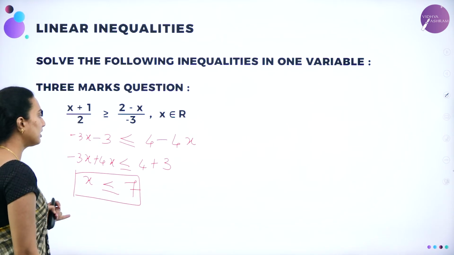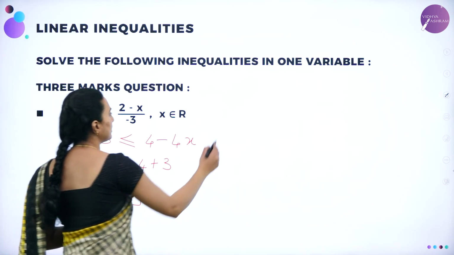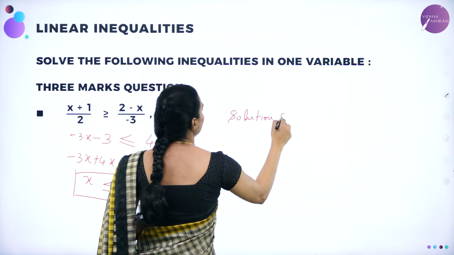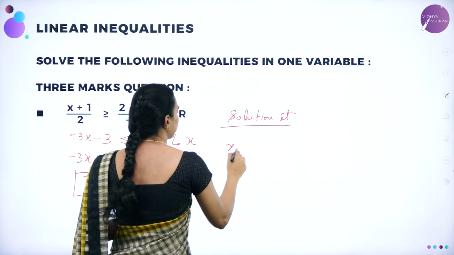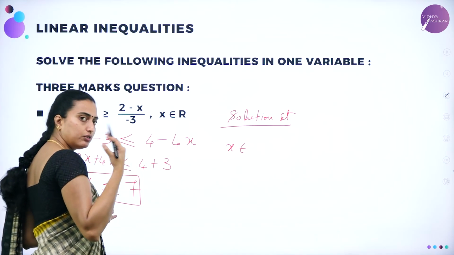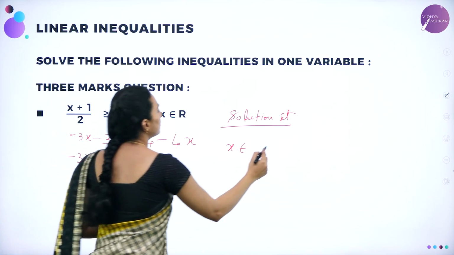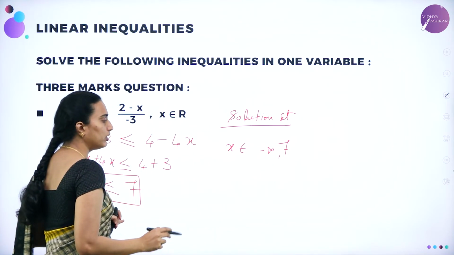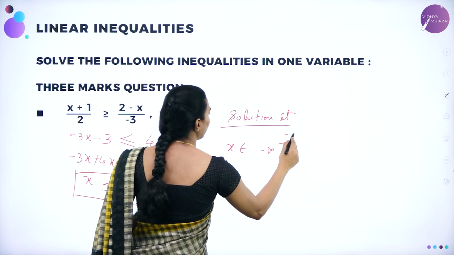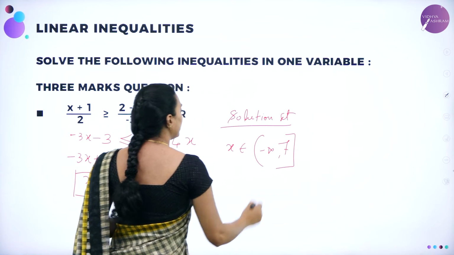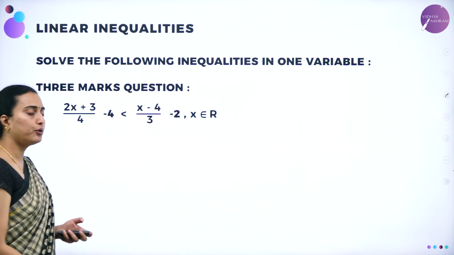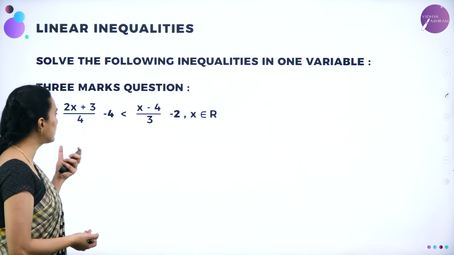Now if x is lesser than or equal to 7, then how to write the solution set? Solution set is given by x belongs to, lesser than means it will come to the left hand side. So 7 comma minus infinity. Now lesser than or equal to is a slack inequality. So therefore 7 is included, and minus infinity with the open bracket. This is how we are going to write the solution set. I hope you got that one. We'll move on to the next problem.